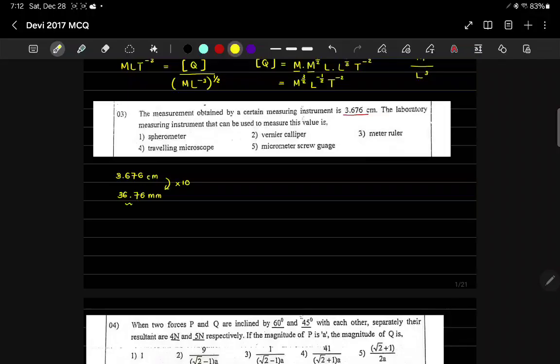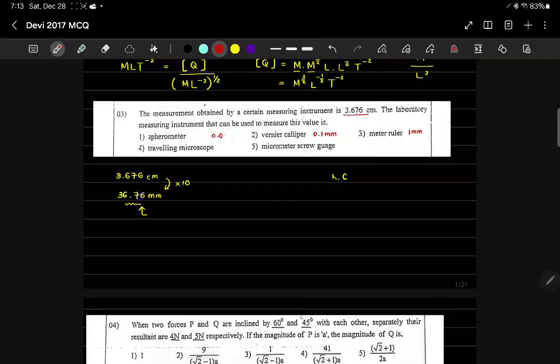Now looking at this reading, the thing that we must notice is that there are two decimal places. There is a number to two decimal places, not to one. That is very important when deciding what the instrument is, because we have to consider the least counts of these measuring instruments. Now, what is the least count of a meter ruler? 1 millimeter. What is the least count of a vernier caliper? 0.1 millimeter. These are general least counts.